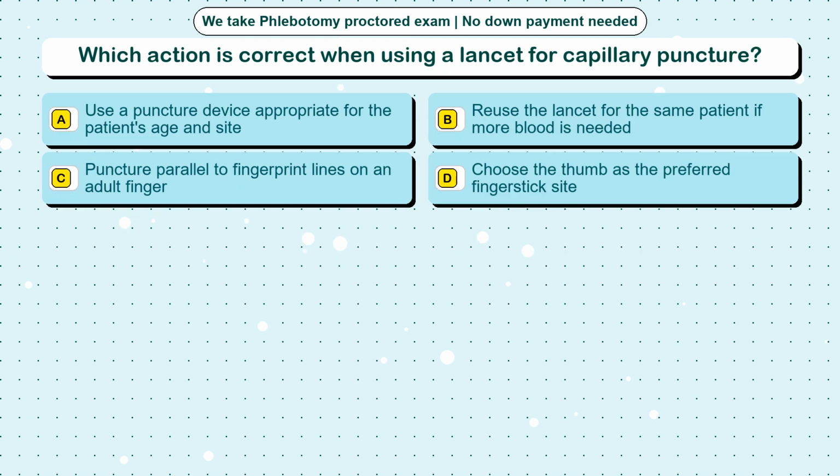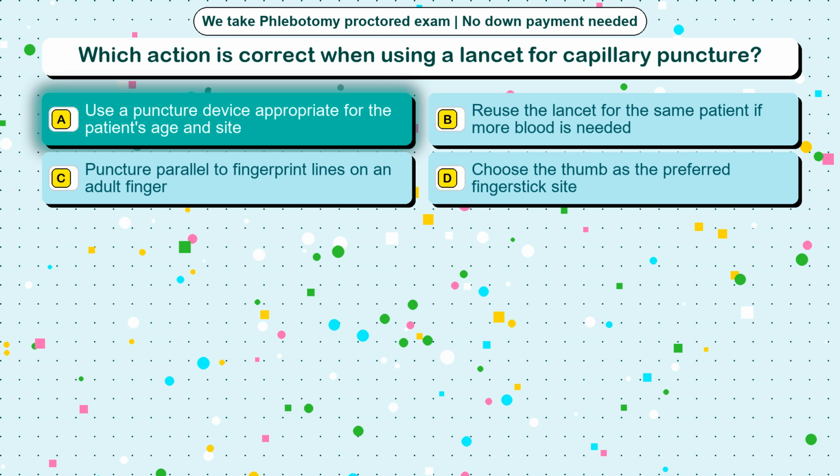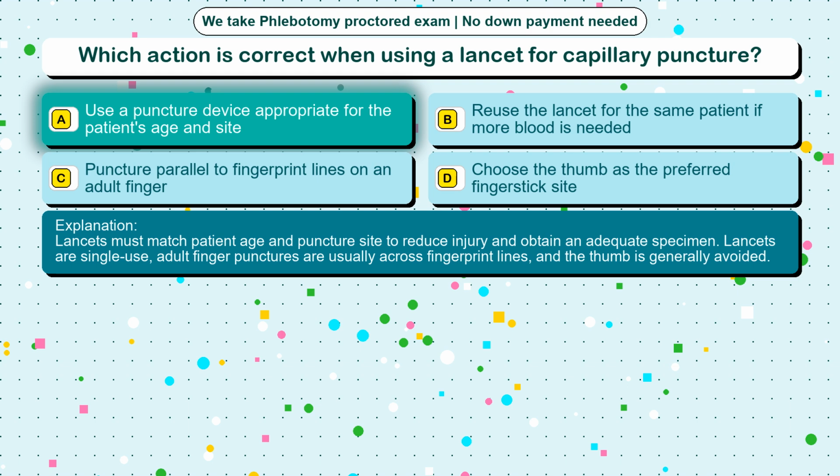Question 40. Which action is correct when using a lancet for capillary puncture? Option A. Use a puncture device appropriate for the patient's age and site. Option B. Reuse the lancet for the same patient if more blood is needed. Option C, puncture parallel to fingerprint lines on an adult finger. Option D, choose the thumb as the preferred finger stick site. The correct answer is option A. Use a puncture device appropriate for the patient's age and site. Lancets must match patient age and puncture site to reduce injury and obtain an adequate specimen. Lancets are single-use, adult finger punctures are usually across fingerprint lines, and the thumb is generally avoided.